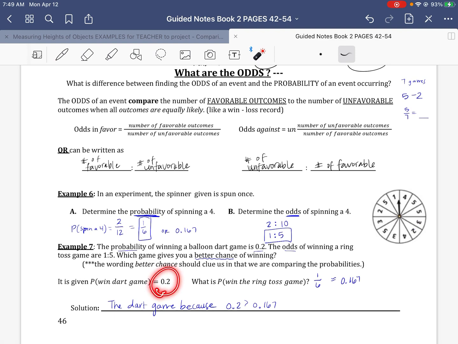So again, just using the probability and comparing that related to the odds. And again, the odds are a comparison of favorable outcomes. So when you're calculating the probability out of the odds, look for the total, and that goes on the bottom. And then the favorable outcomes would be your top number.